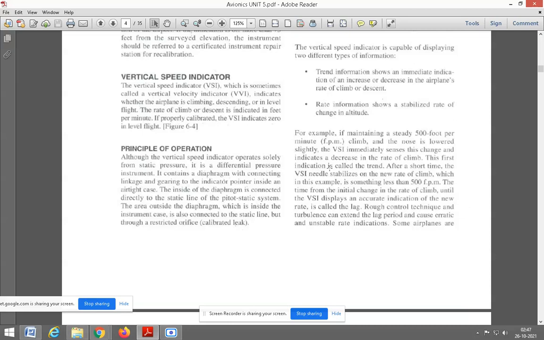Okay, this first indication will be called a trend. After a short time, the VSI needle stabilizes on the new rate of climb, which in this example is something less than 500 feet per minute. The time from the initial change in the rate of climb until the VSI displays an accurate indication of the new rate is called lag.